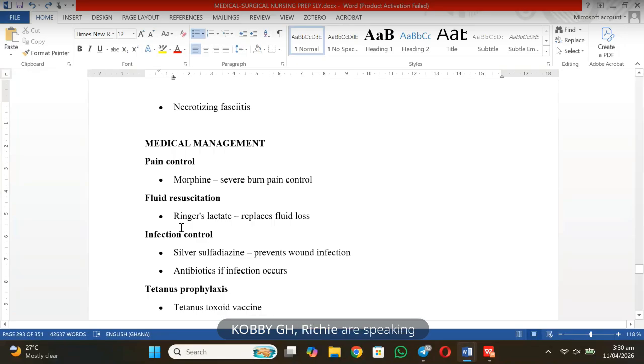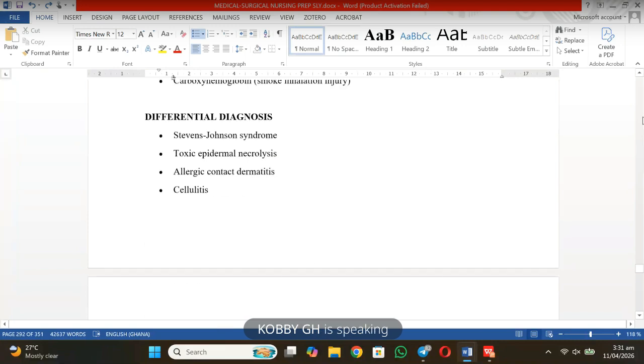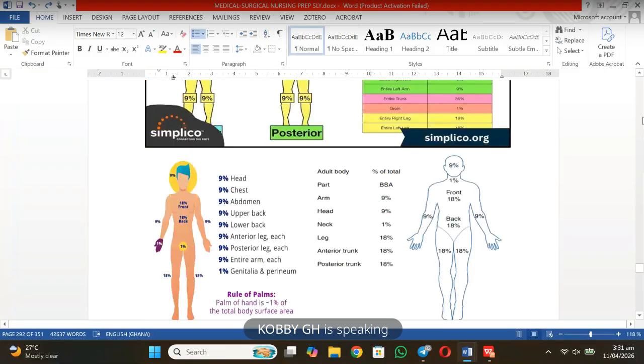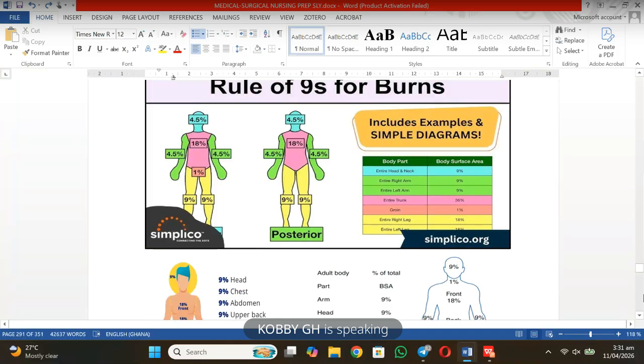Ringer's lactate. Yes? So you said that the head and the neck is 9%. If it is only the neck, how do you calculate it? The neck too is an insignificant area. For all insignificant areas, you usually assign 1%. Some areas in the body are insignificant, like the palm. If the examiner just writes head, the head and the neck are both inclusive. But if the examiner says head, neck, the neck is assigned 1%.